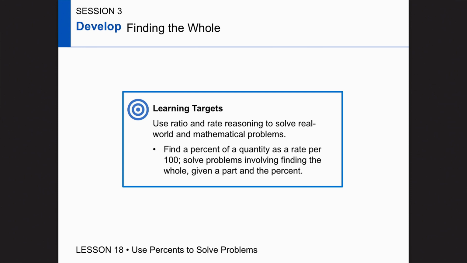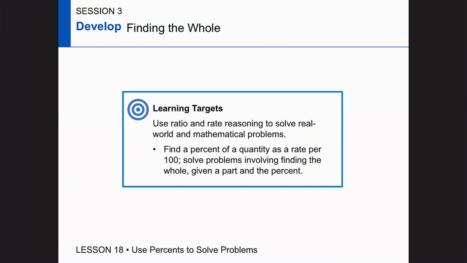Hello, this lesson is on finding the whole with percent. Because this is our ratio and rate reasoning unit, we will be using ratio and rate reasoning to accomplish this subskill. We are going to find a percent of a quantity as a rate per 100. We're going to solve problems involving finding the whole given a part and the percent.